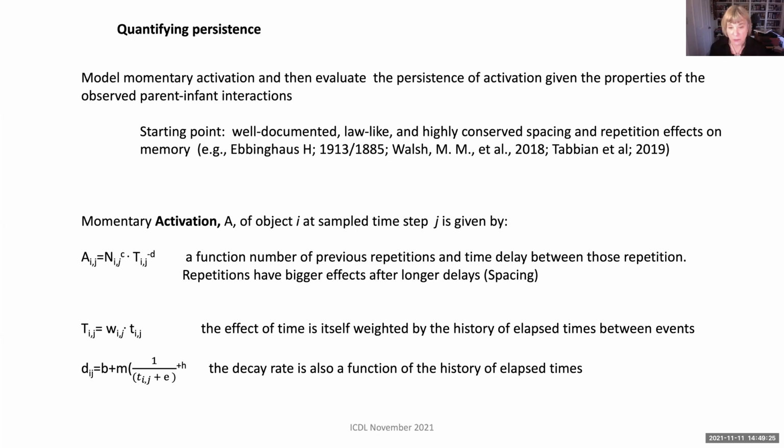And repetitions, this is Ebbinghaus's law, have bigger effects after longer delays. That's your spacing effect. The effect of time itself is weighted by the history of the elapsed time between events, and the decay rate is a function of the history of the elapsed times. What you can see is that this is your standard dynamic systems equation where activation at each moment is a function of what happened in the previous time step. That previous time step is a function of what happened in the previous time step.